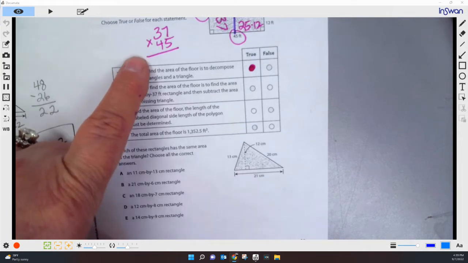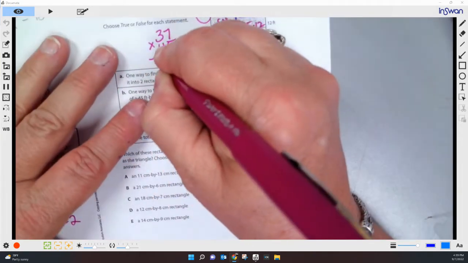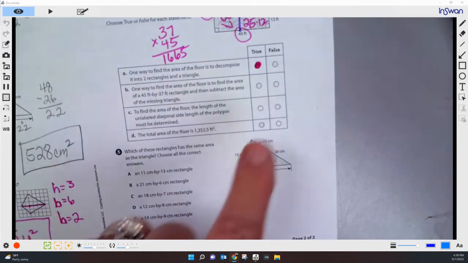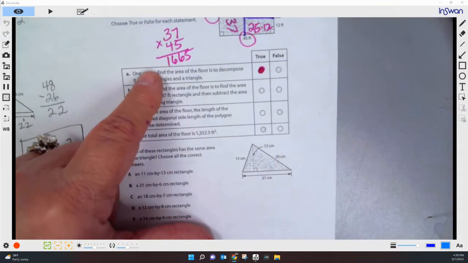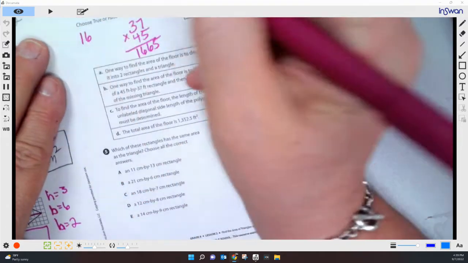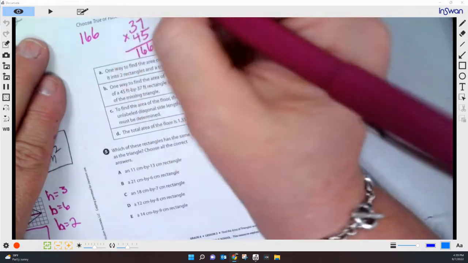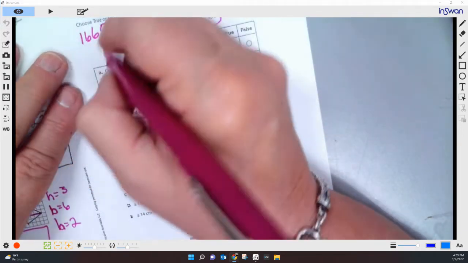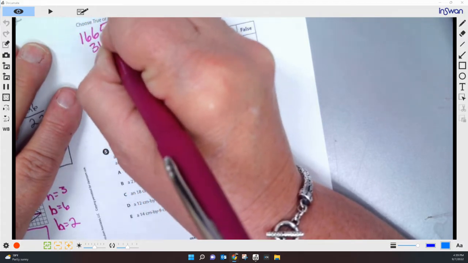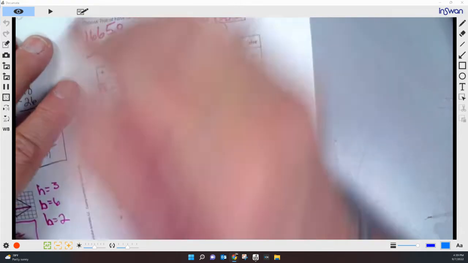37 times 45 is going to be 1665. And then I'm going to take the triangle and subtract from that 25 times 25. 625 divided by 2 is 312.5. So I have the total area of 37 times 45 is 1665 minus the 312.5. I'm just going to put that 0 in as a placeholder.